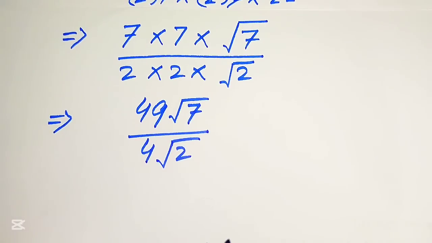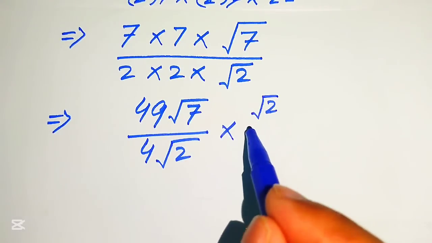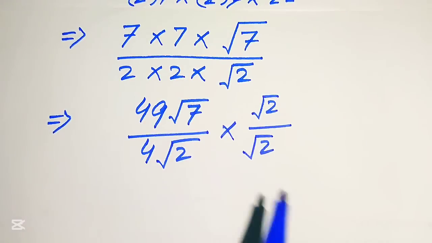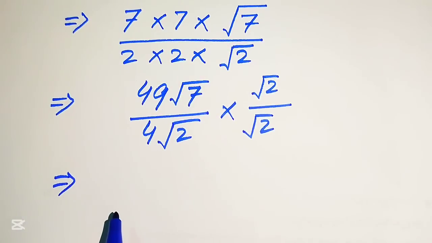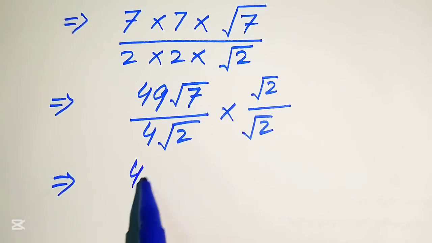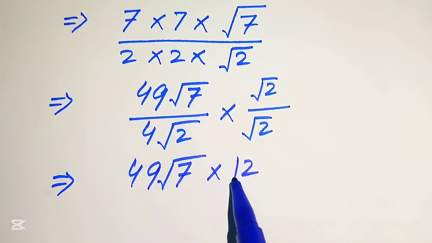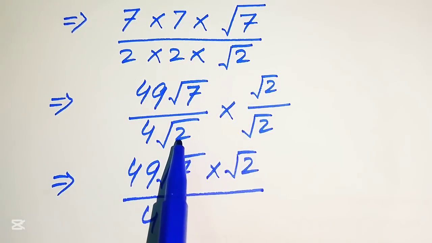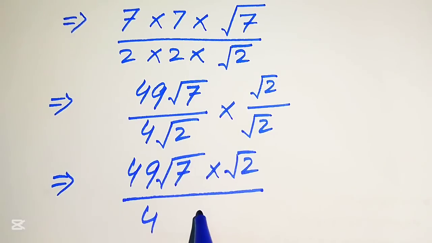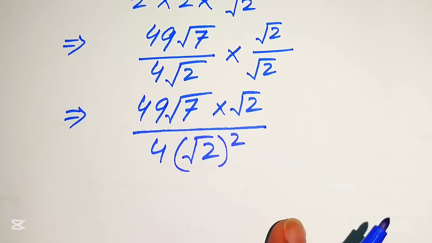And now in the next step we need to write our answer into the more simplified form. So for this, we can just multiply and divide each of these terms by square root of 2 in order to write our answer into the simplified form. So here you have 49 into square root of 7 multiplied by square root of 2 divided by 4, and you see here square root of 2 multiplied by square root of 2 equals square root of 2 and its whole square.